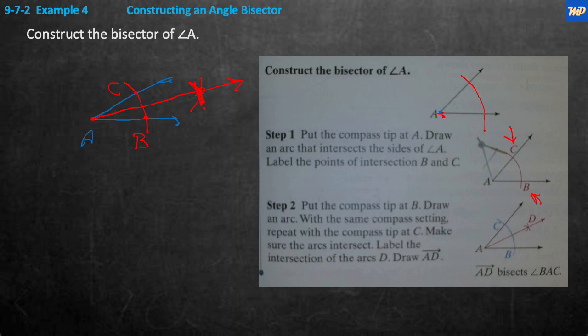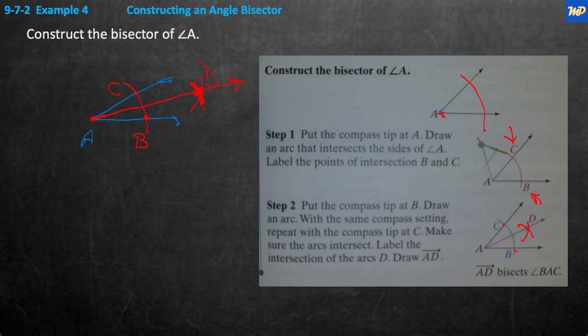I say draw the same arc if you can. You put it here and draw your arc there. Then you put it at C and draw the arc there. So it says, with the same compass setting, repeat at tip C. Make sure the arcs intersect. That's what you have to make sure of. Label the intersection of the arcs D. They labeled that D way out here. And then draw AD, and that's exactly what we did. Here's our D right here, and we drew AD right there.